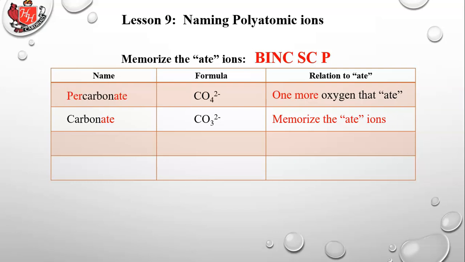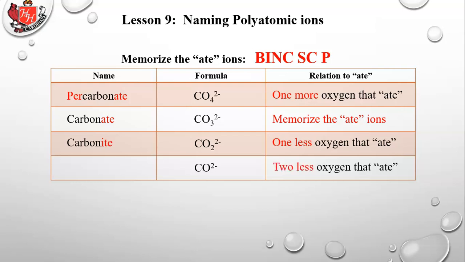Now we're going to subtract an oxygen down below, CO2 2-. Again, the charge stays the same at 2-, but it has 1 less oxygen than carbonate. You call that ite. It's carbonite. Next one, we're going to take away another oxygen, so we're just at CO. We have CO1, in other words. It's still a 2- charge. That's 2 less oxygen than carbonate, and that's called hypocarbonite.